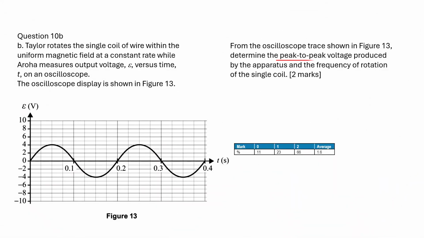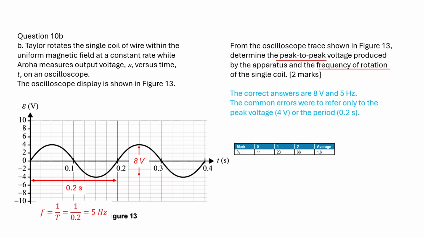The signal exhibits an 8V peak-to-peak voltage. Its period is 0.2 seconds, meaning its frequency is 5 Hz, as frequency is the reciprocal of the period.